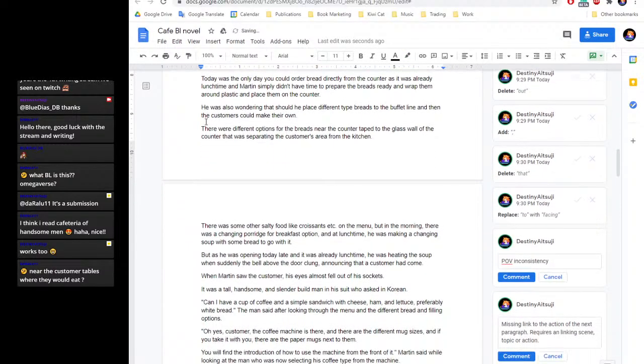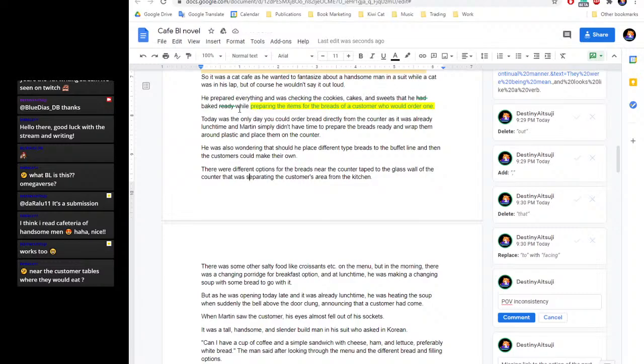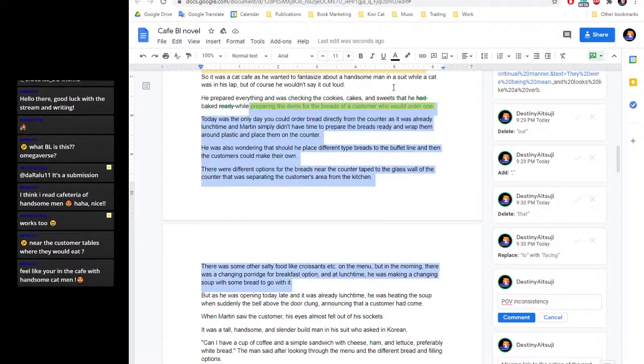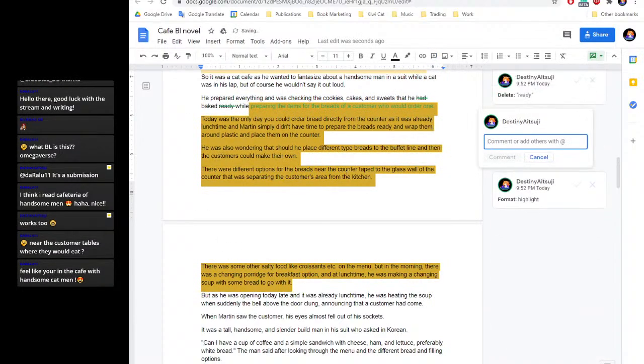Okay, today was the only day you could order bread directly from the counter. Oh, I see now. Okay, so this part over here is linked to this part over here. So I'm assuming it's a promotion. Okay, so in this case, this entire thing should be a promotion arc. So promotion of the cafe starts with bread.